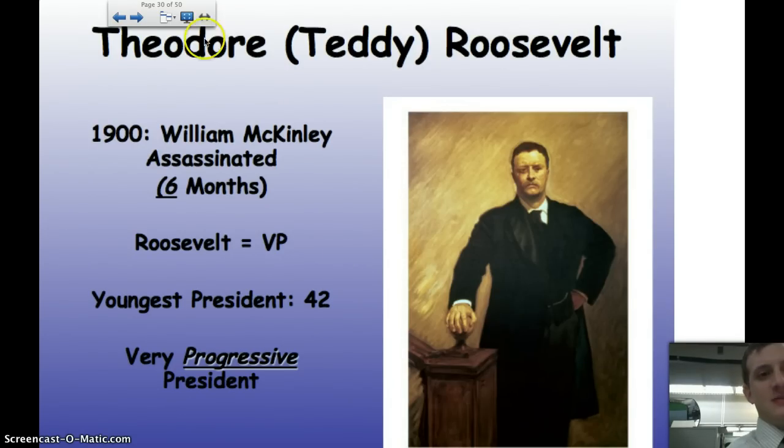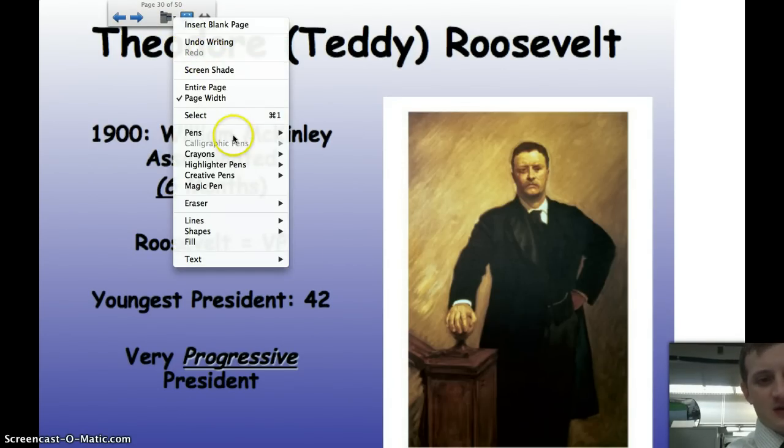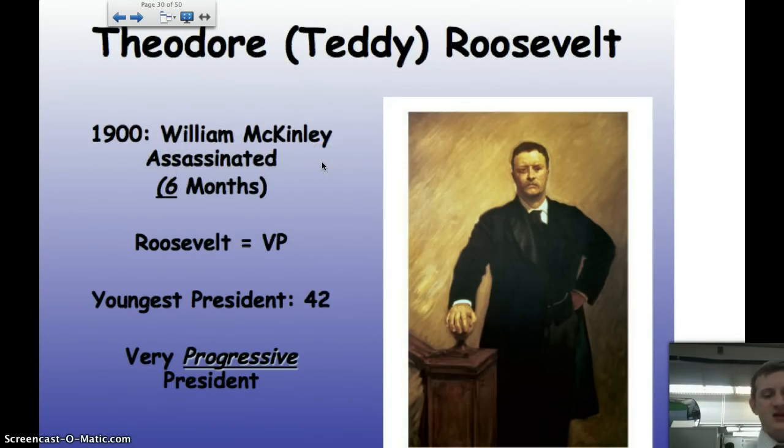Well, lo and behold, this guy by the name of Teddy Roosevelt, or Theodore Roosevelt, comes along. The way Teddy Roosevelt became president is kind of interesting. In 1901, William McKinley was assassinated after six months of being in office, and Roosevelt just happened to be the vice president. As you guys know, if the president shall die while in office, the vice president takes over, and at the age of 42, Teddy Roosevelt becomes the youngest president we had ever had.